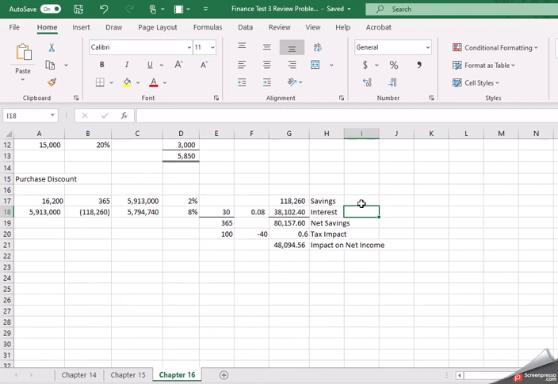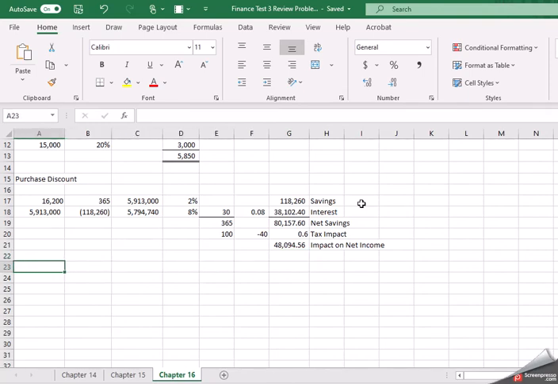So they could save $118,260 and then pay the bank $38,102.40, for a net savings of $80,157.60. Now then we have to figure the tax impact of that. So the tax rate is 40%. Just as a time saver, I'll multiply it by 60%. You could multiply by 40 and subtract it. But then the overall impact on the net income is going to be $48,094.56.